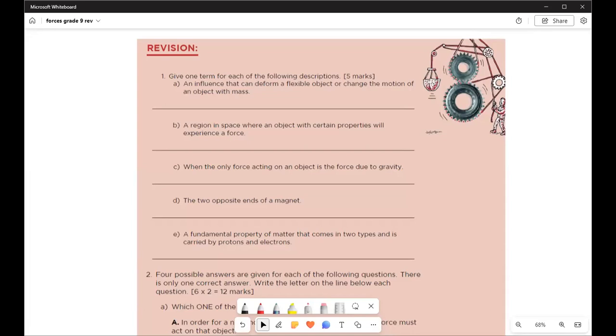In this video, we're going to be looking at grade 9 revision on forces. Okay, without wasting any time, let's get to the point.